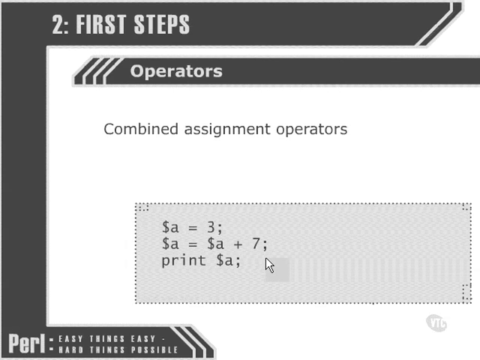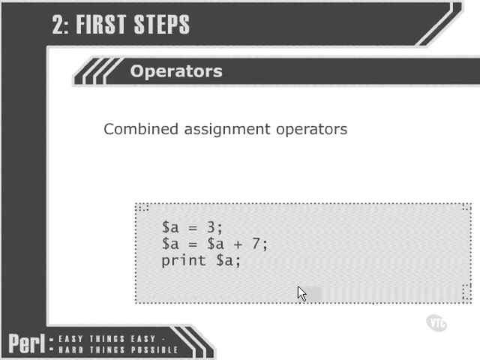However, that's using the standard operators. If we use a combined assignment operator, we can write this in a much more concise way. This is the combined assignment operator. It looks like a plus sign followed by an equal sign. And what it essentially says is take whatever the value of a is now and add 7 to it and return that as the new value for the variable a.